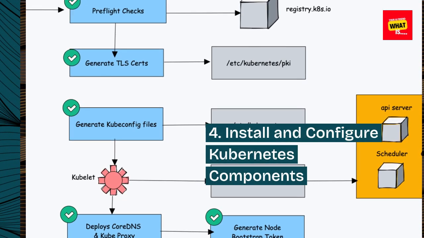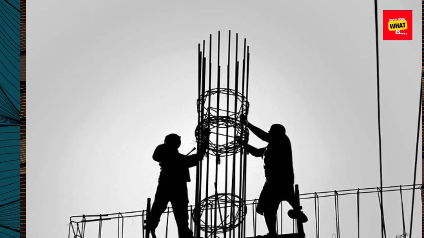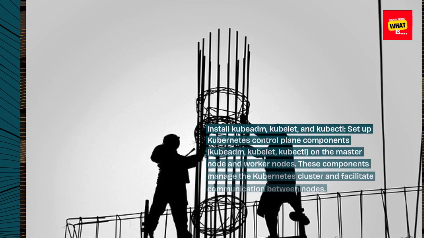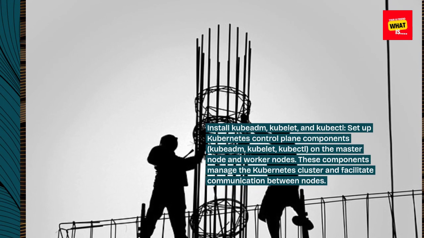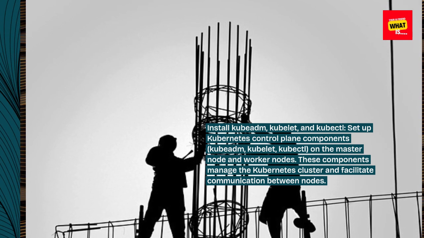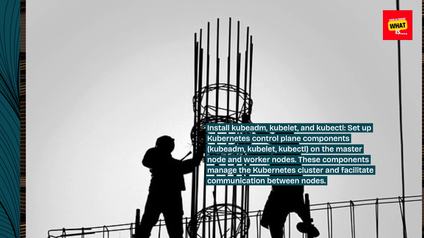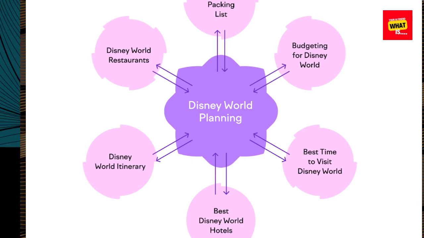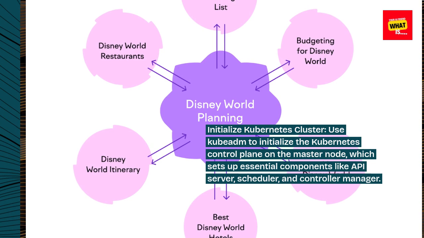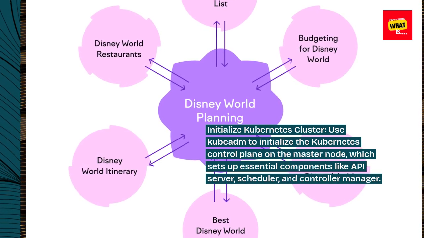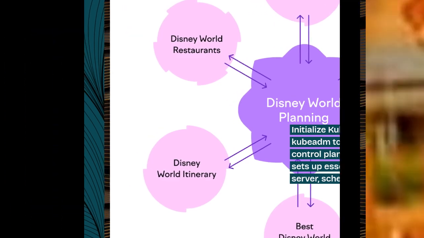4. Install and configure Kubernetes components. Install kubeadm, kubelet, and kubectl. Set up Kubernetes control plane components, kubeadm, kubelet, kubectl, on the master node and worker nodes. These components manage the Kubernetes cluster and facilitate communication between nodes. Initialize Kubernetes cluster: use kubeadm to initialize the Kubernetes control plane on the master node, which sets up essential components like API server, scheduler, and controller manager.